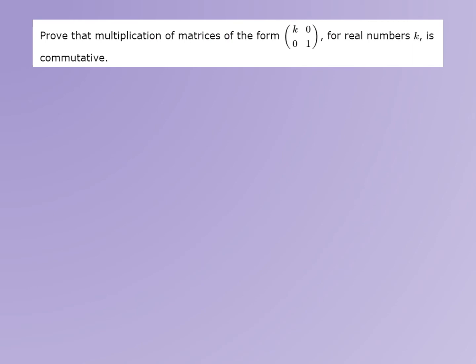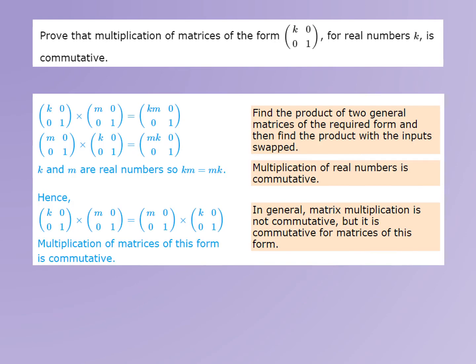We are now going to prove that multiplication of matrices of the form (k 0; 0 1) for a real number k is commutative. So we're going to do this by taking two matrices that would be in that form, multiply them in either order, and show that the answer is algebraically the same.